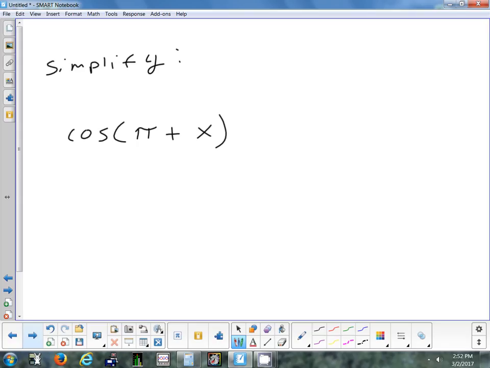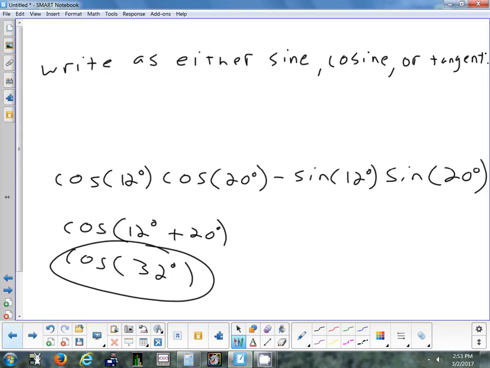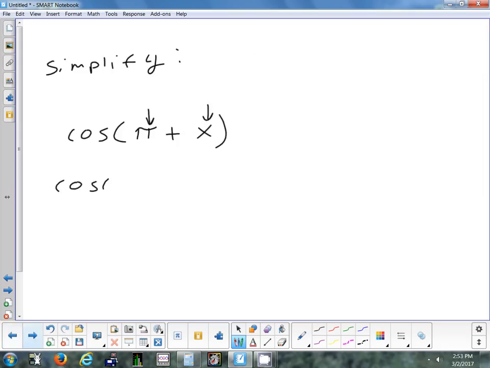Okay, what kind of identity is this? It is a sum identity. Can you say which one it is again? Yeah, cosine sum. Yep. When I fill in my cosine sum identity, what's my first angle? Pi. And my second angle? X. So I just have to look up the cosine sum identity, and it's what we just did on the other page. It's cosine, cosine, minus sine, sine. So cosine, cosine, minus sine, sine.